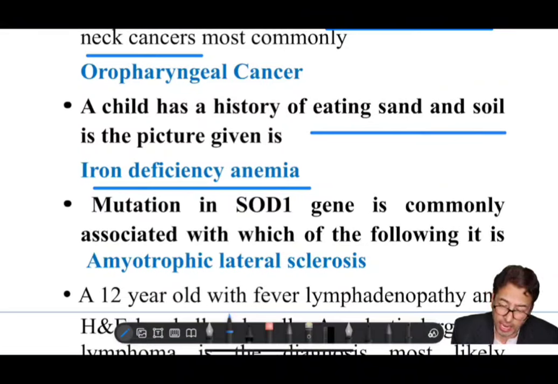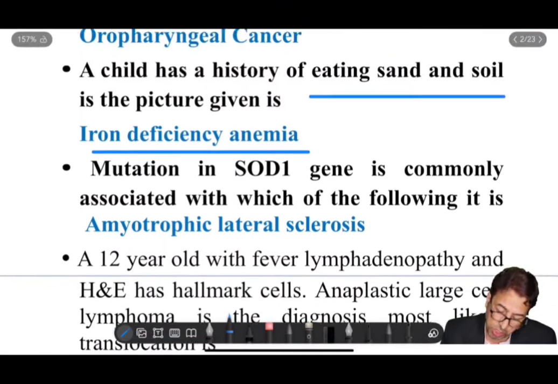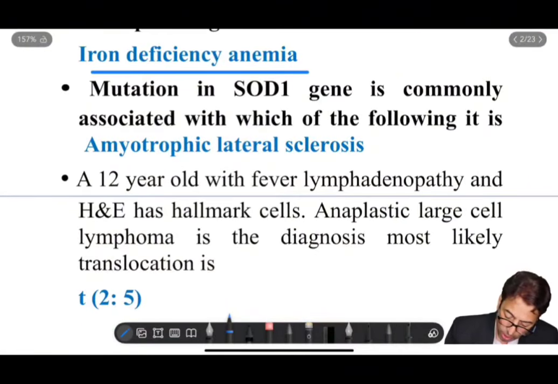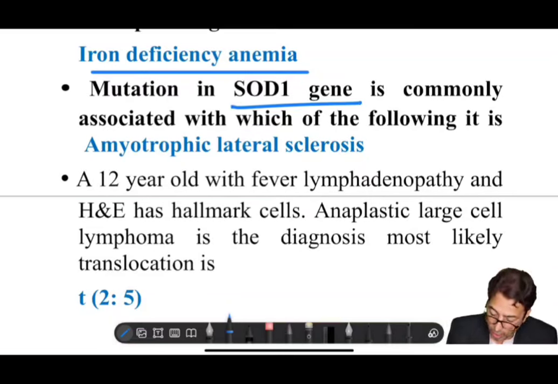Intake of soil or sand is a feature particularly of anemias, especially the iron deficiency anemias, which is common in children. Now, this is again the genetics, mutations and genes. I again re-emphasize the fact that they are very commonly asked.